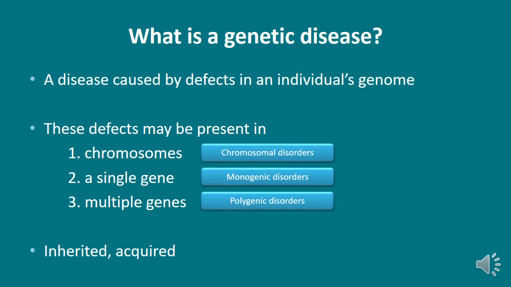And these genetic diseases can be either inherited or acquired. Inherited genetic diseases are inherited from our parents. That is, the genetic defect is transmitted to the offspring via gametes. And acquired genetic diseases result from exposure to radiation or toxins after the birth of an individual.